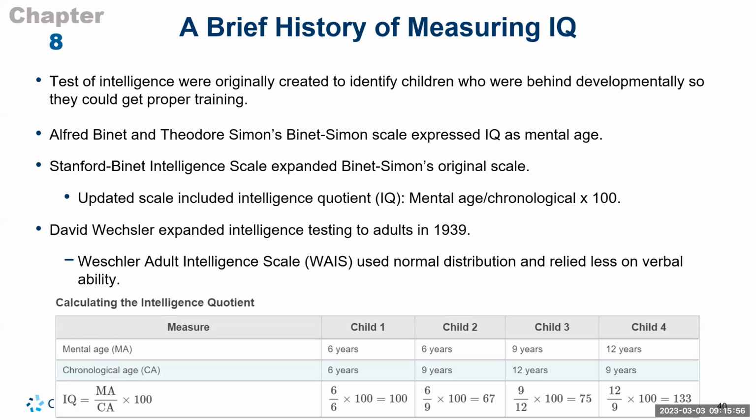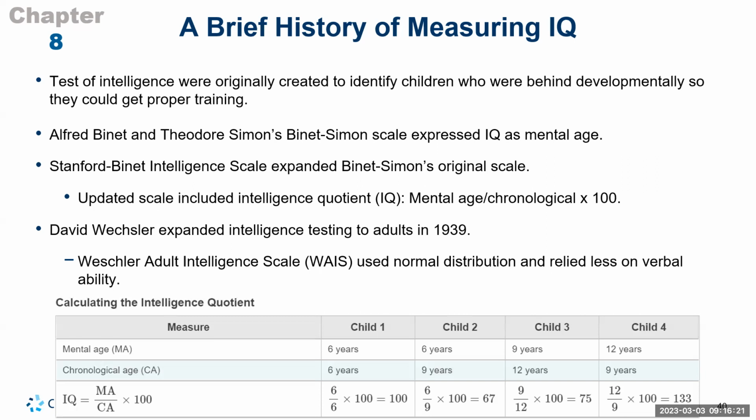Look at child 4. Child 4 has a mental age of 12 and their actual age, or chronological age, is 9, okay? So their IQ is 133. That means they're pretty intelligent, or we consider them pretty intelligent for a child. And so they don't need additional help. They may be doing really well in class. And so they are actually above their developmental level, okay?